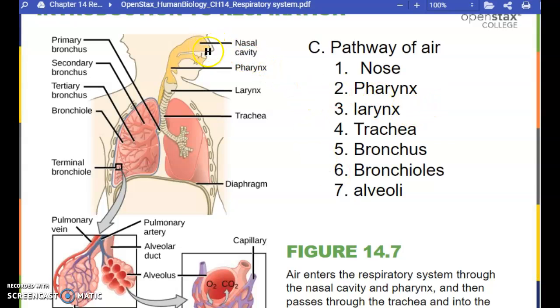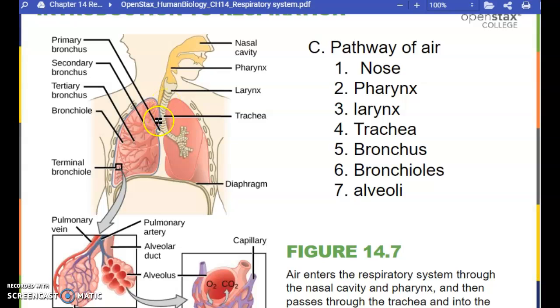So from the nose, in through the nasal cavity, then the pharynx, which is at the back of the throat. So it passes through here. The larynx is actually the voice box. So larynx and voice box are the same thing. And then down through the trachea. The trachea is a very rigid tube.